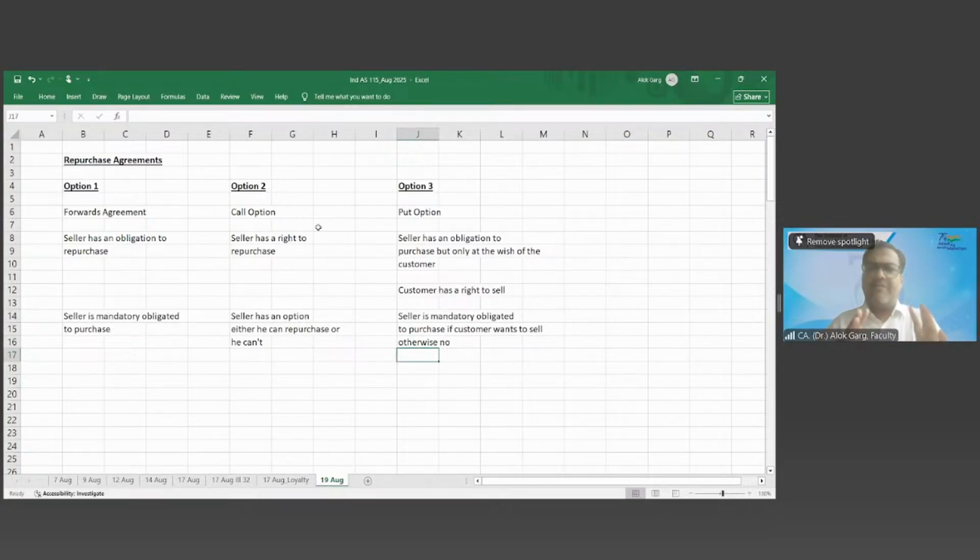Is that clear to everyone? Are you guys clear on the forward agreement, call option, put option? Are you clear? Yes, sir. Very much clear.